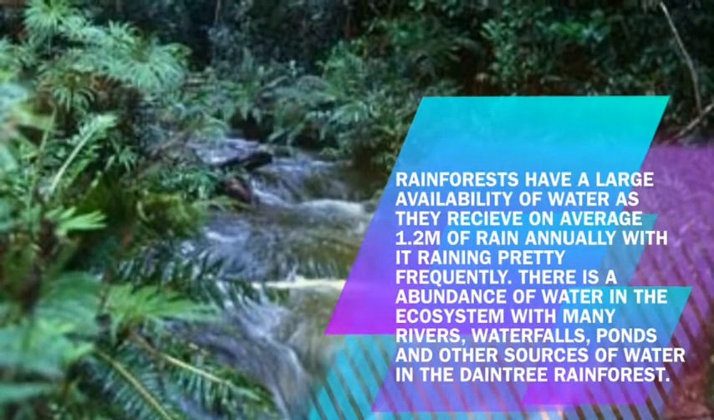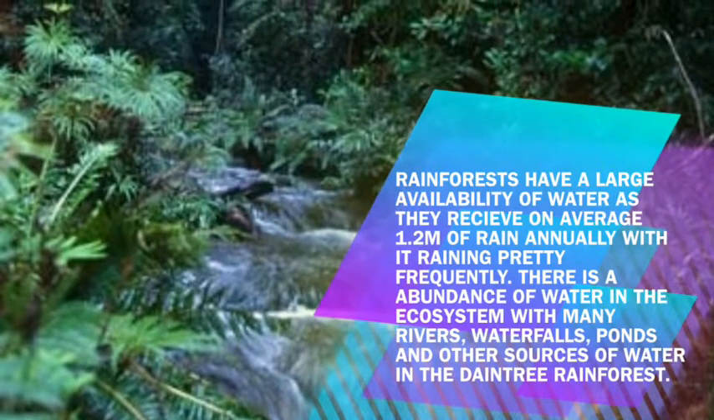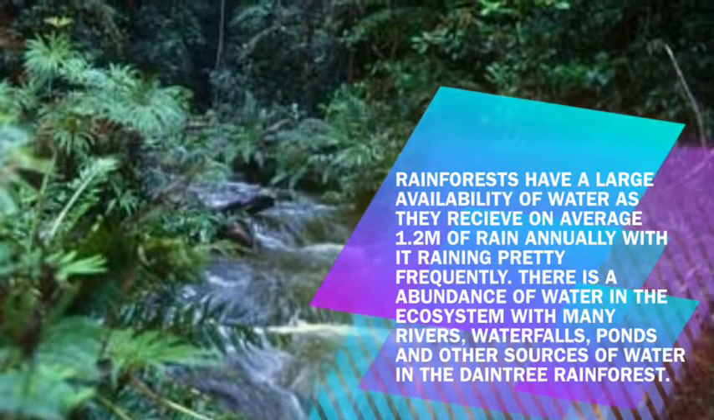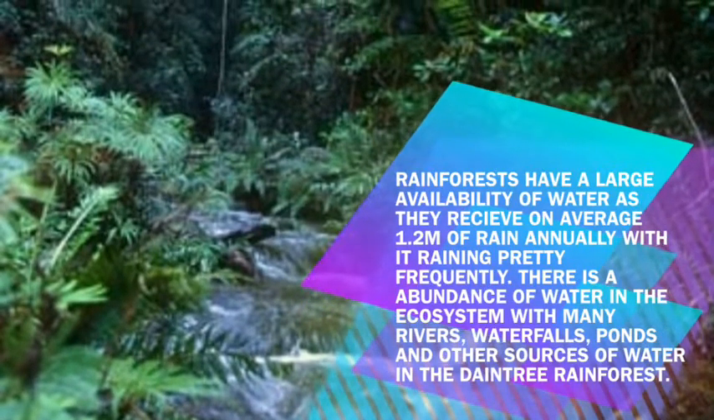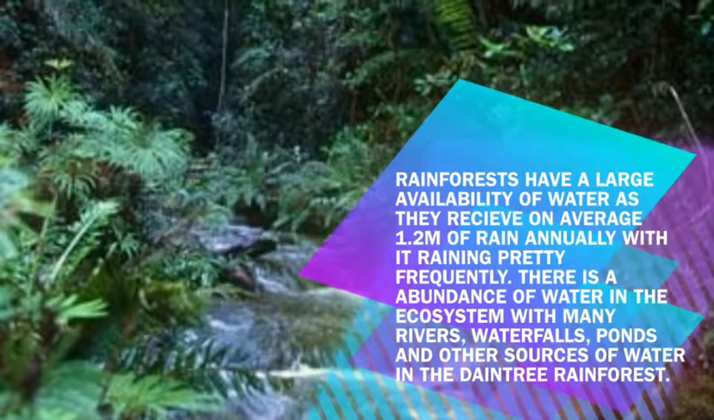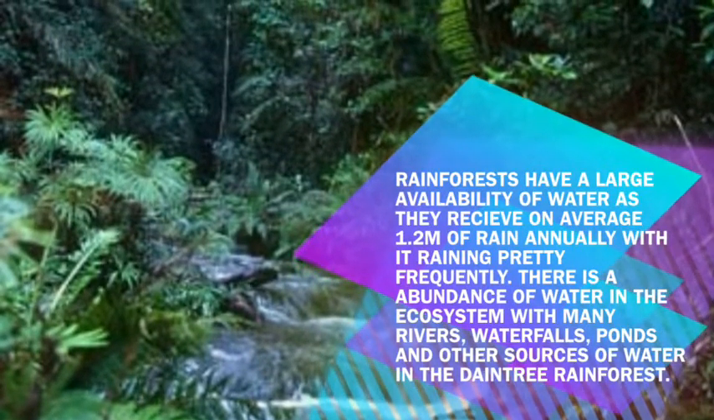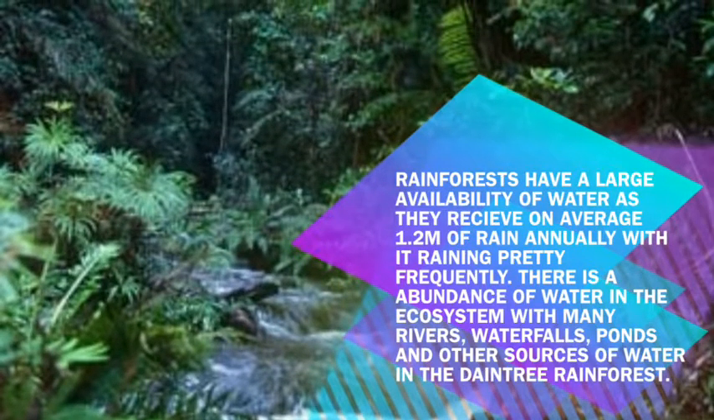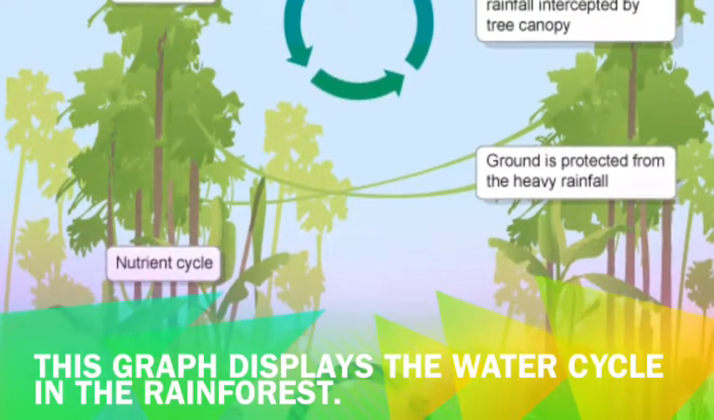As for the availability of water in rainforests, there is a large amount of water, as they receive 1.2 meters of rain annually, with it raining pretty frequently. There is an abundance of water in the ecosystem, with many rivers, waterfalls, ponds, and other sources of water in the Daintree Rainforest. This graph displays the water cycle in the rainforest.